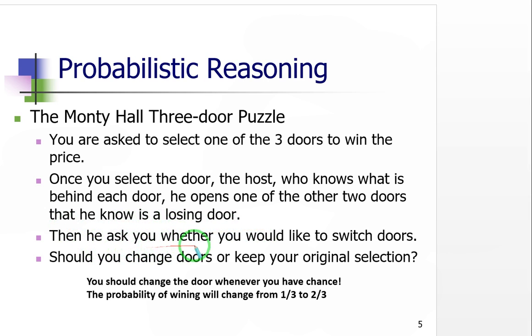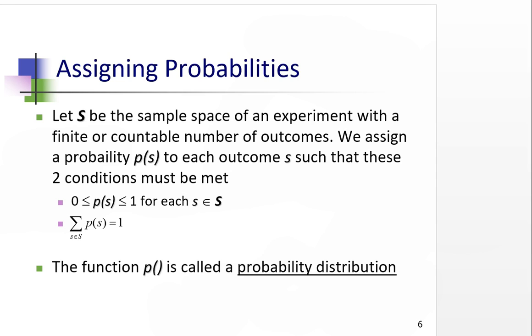Then he asks you whether you would like to switch doors, should you change the door or keep your original selection. So you should change the door whenever you have a chance. Then the probability of winning will change from 1 over 3 to 2 over 3. Simple as this, but it's totally a game of mind, how you can play with your mind in a probability section.